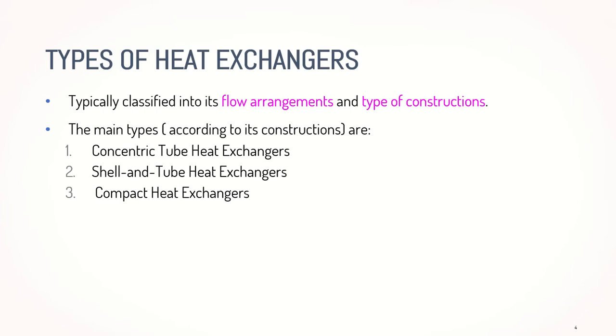And in order for us to characterize the heat exchanger, we can characterize it by flow arrangement or type of construction. If we characterize it by its construction, there are actually three main types of heat exchanger. The first one would be the concentric tube heat exchanger. What does it mean by concentric? It means that we have a pipe, and then we're going to have another outer pipe. So in a way, they are concentric.